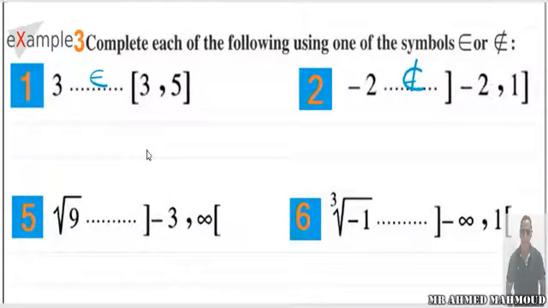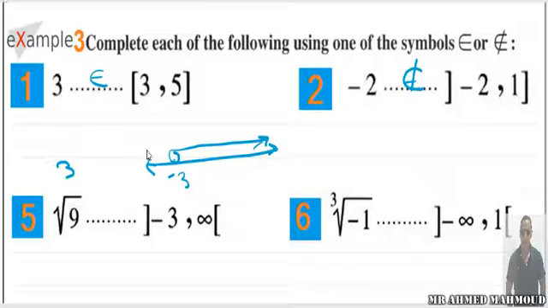Finally, we have root 9, which is equal to 3. In this one, we have from negative 3 to infinity. It will be like this: negative 3 opened, till infinity. 3 exists in this position. Then 3 is included inside this interval, so it belongs to this interval.